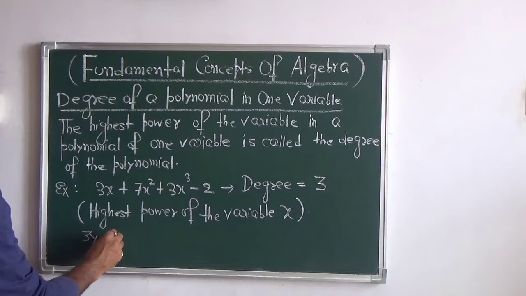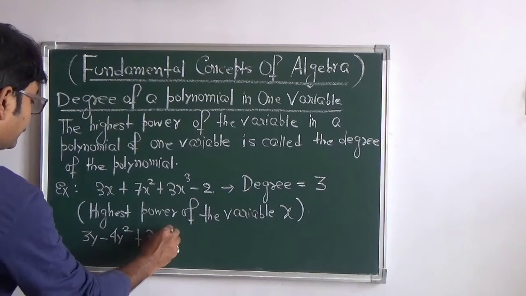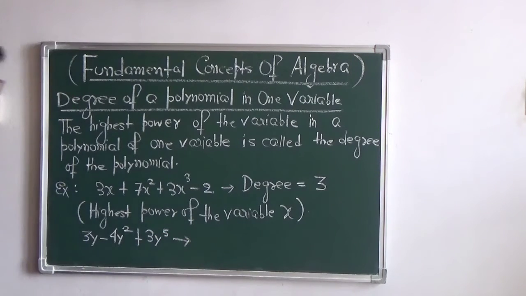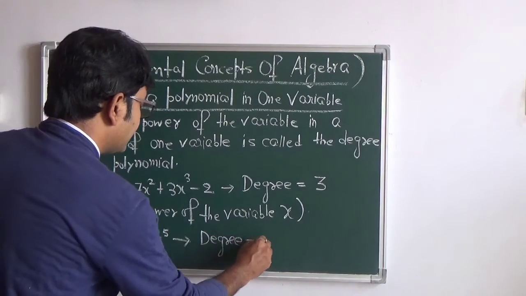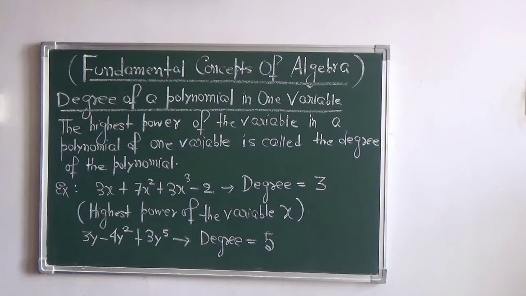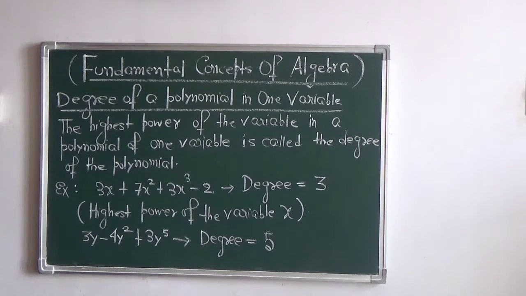3y minus 4y square plus 3y to the power 5. This is also a polynomial in one variable, and the variable is y. So the highest power we can see is 5. So what is the degree of this polynomial? So degree is equal to 5. So this is how we can find the degree of a polynomial. That is the highest power of the variable. Obviously we are talking about a polynomial in only one variable.